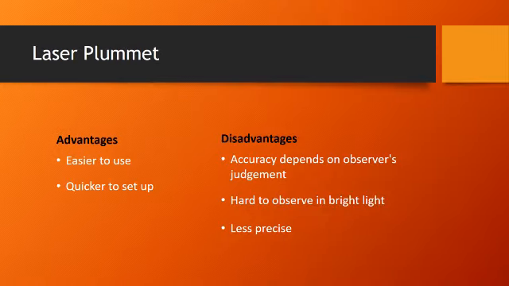Laser plummets have advantages and disadvantages. An advantage is that it's easier to use and set up. Disadvantages include that the accuracy depends on the observer's judgment of setting the beam, being able to judge the center of the beam whilst placing it over a target. A laser can be hard to see in bright light, and it can be less precise.